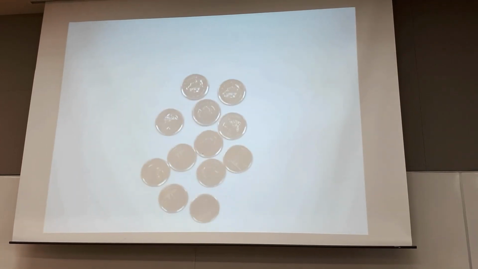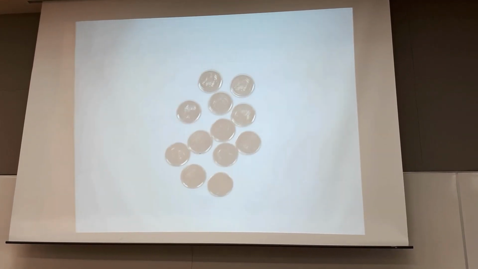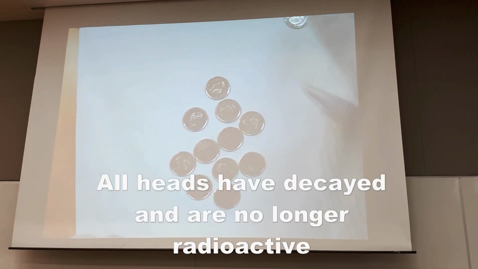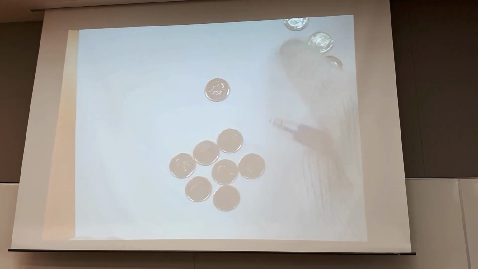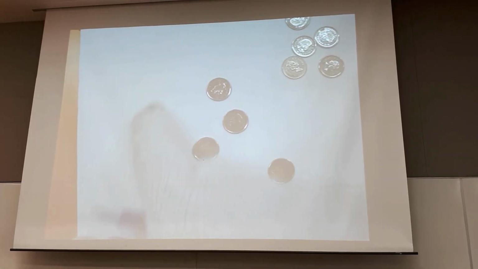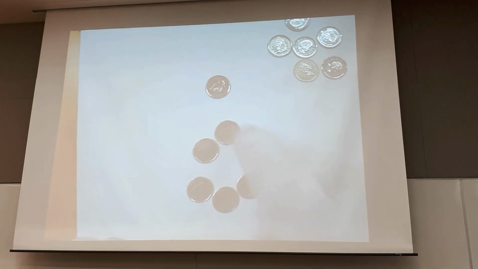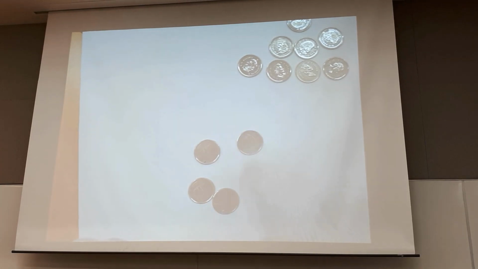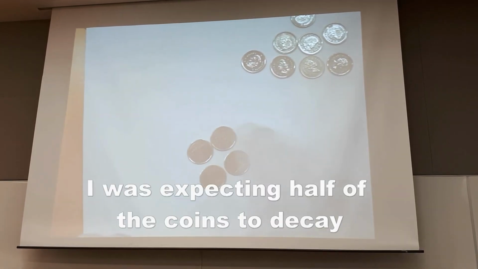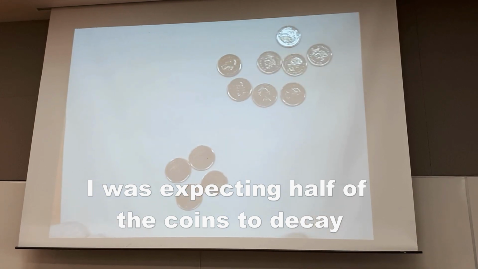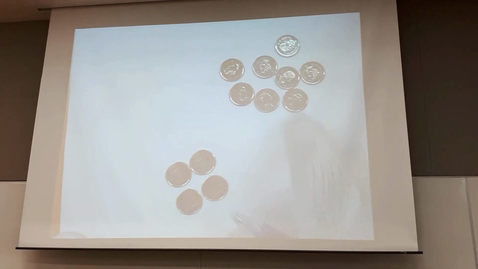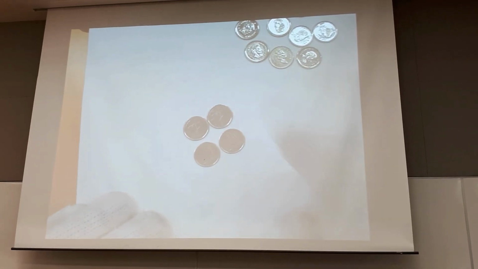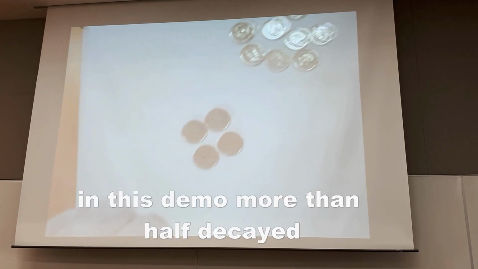So for our purposes, I'm going to take out all the heads. I'm going to say that all the ones that are heads have decayed and they're no longer radioactive. So that one's no longer radioactive, that one, that one, and this one. A lot of them decayed on this one, so it's not going to be a quick demonstration, but nevertheless, here we go. Within that time, all of these have decayed. These are still radioactive. Normally it should be half the amount, but in my case it's a little bit more, but that's okay.